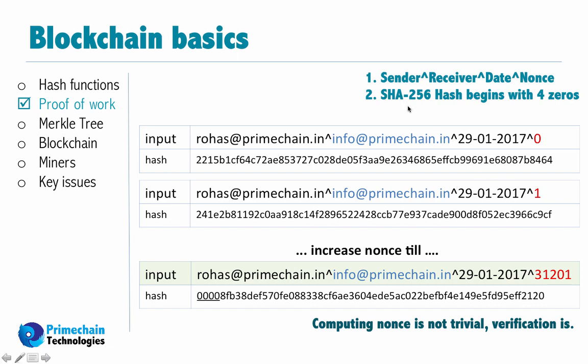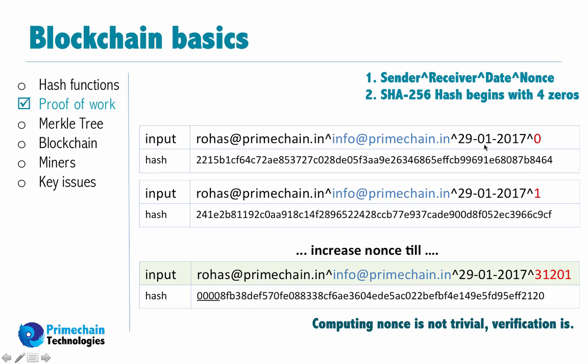We say that for every email that is going to be sent, the sender's email address, the receiver's email address, the date, and a mathematical value called a nonce need to be concatenated and the hash produced, and that hash needs to satisfy a condition that it begins with 4 zeros. For example, Rohas at primechain.in is sending an email to info at primechain.in on 29th January 2017. So these three pieces of information are put.